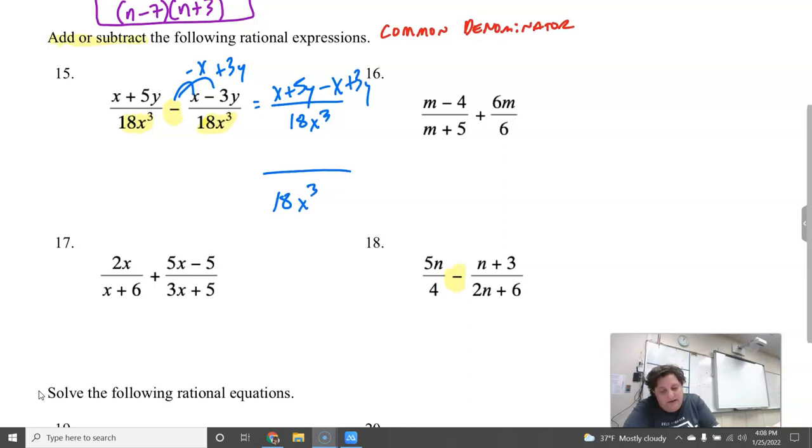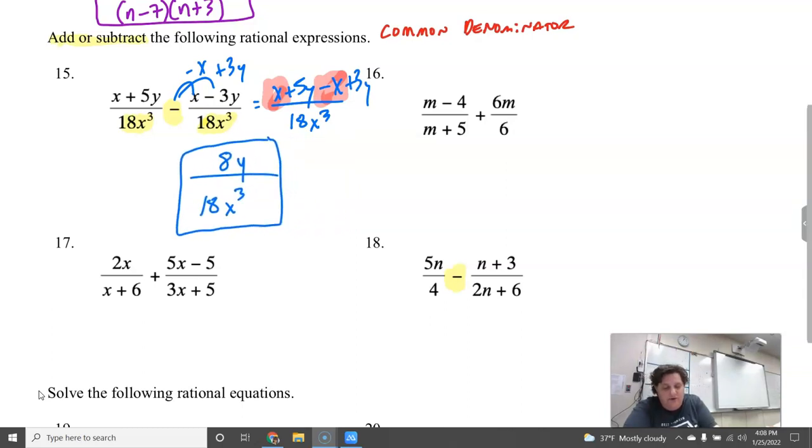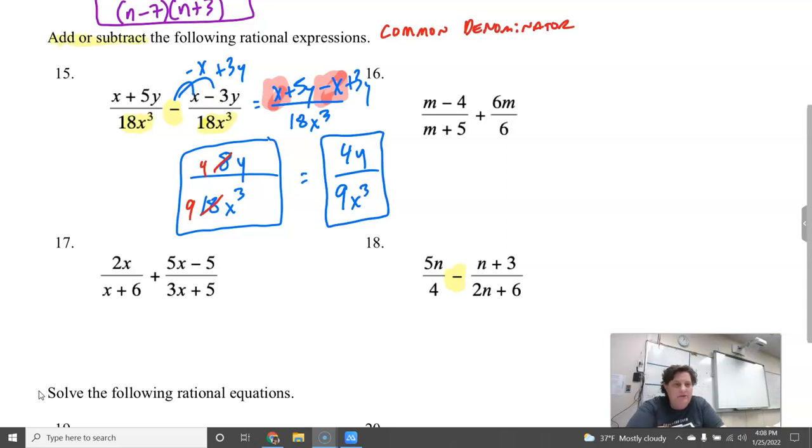Now I need to combine like terms. So I've got x minus x. That's going to give me 0. And then I've got 5y plus 3y. That's going to give me 8y. Now, that answer is okay. Also, though, you could say, oh, now I can reduce the 8 and the 18. 2 goes into that 4 times and 9 times. So maybe it's better to put 4y over 9x to the third to get it simplified all the way down. So that's how we're going to do the adding and subtracting problems.